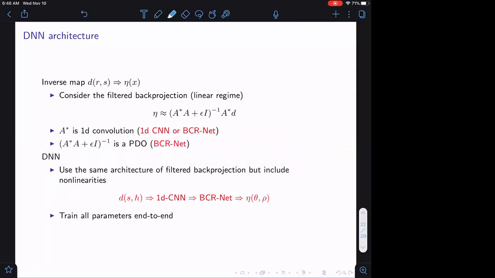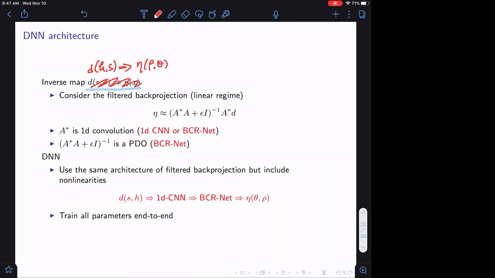Okay. Now, let's discuss the inverse map. Again, for the inverse map, we study how to go from D to eta. But now I have to be careful because I did the reparameterization. So really it's how to go from this to eta in rho and theta.